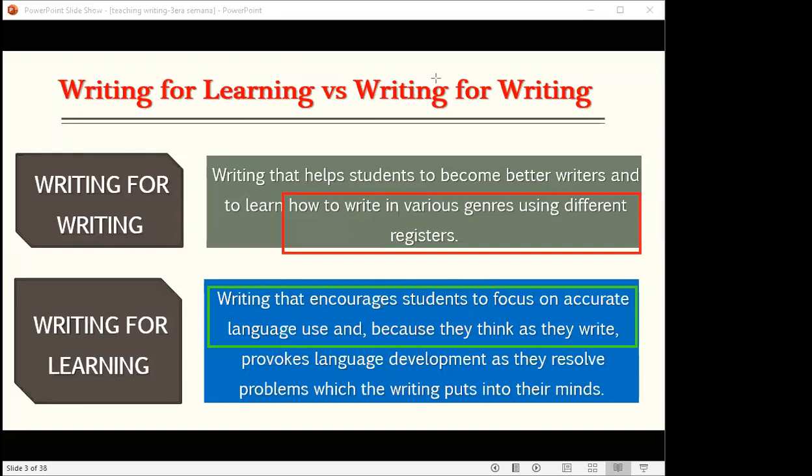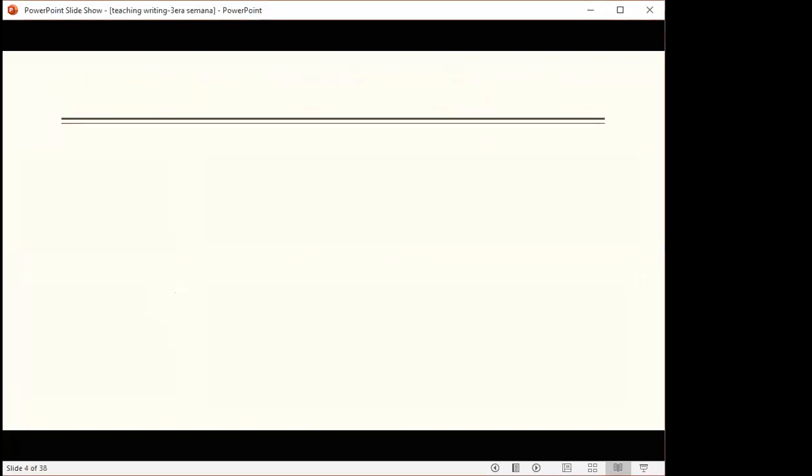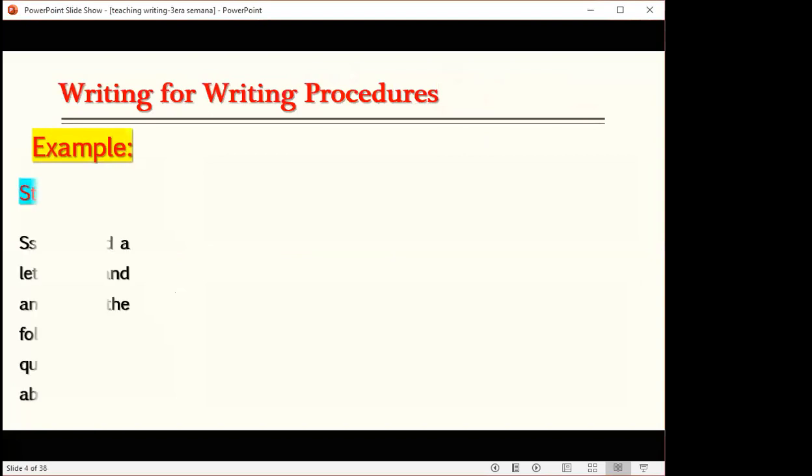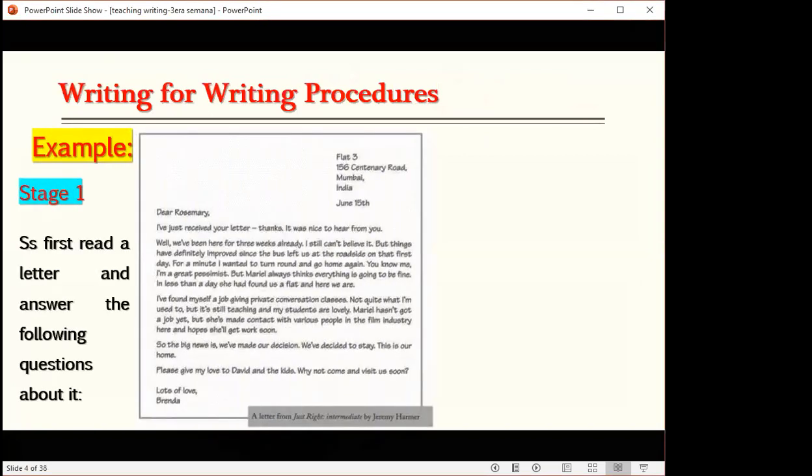All right, so notice here this kind of difference when we talked about writing for learning and writing for writing. Now, here also we saw some examples. No, here we are going to talk about an example lesson using this writing for writing procedures, remember, writing for writing procedures. What activities or what stages do we have to do in order to make our students be a better writer? Now remember, this is writing for writing, not writing for learning. So this is an example, right?